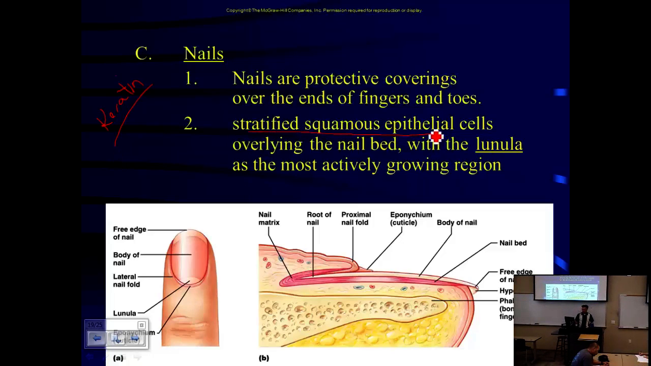So with these, they're also stratified squamous epithelial cells with a ton of keratin inside of them to make them harder, just like the hair. Hair also has keratin in it to make it harder, to make it tougher.